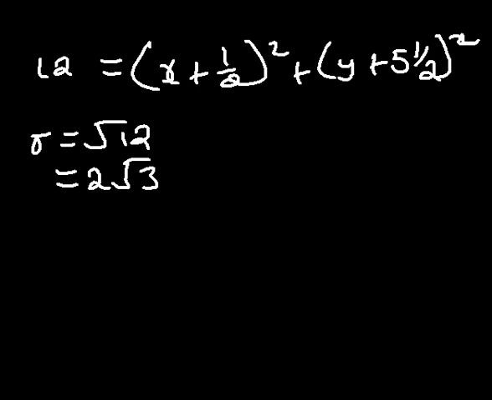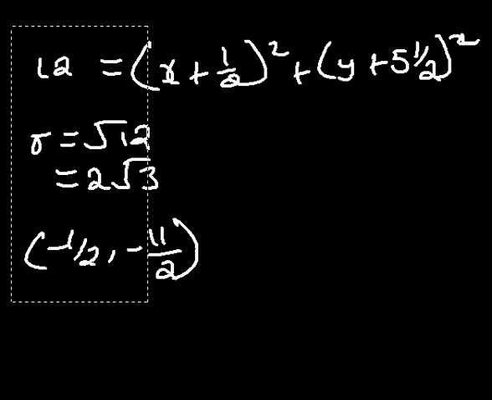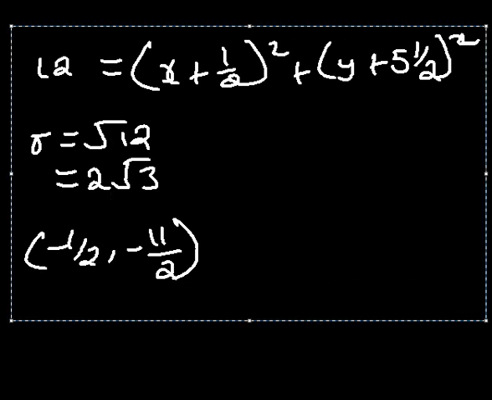What is the center? I'll have it as -1/2, comma, and what is this value? It means we'll have 2 times 5 plus 1, which gives 11/2. So that particular value is given as -11/2. So that's the center. Now you know what is happening there, I guess.